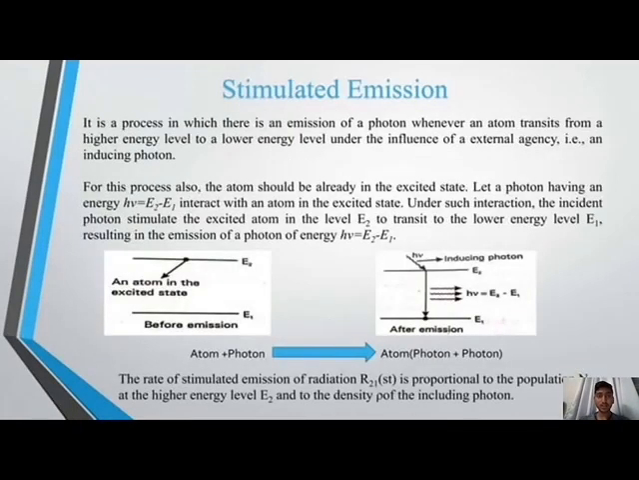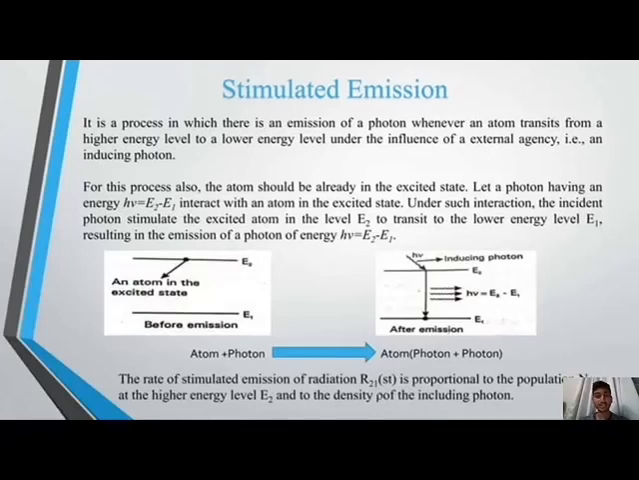Next we come across stimulated emission. In this process there is an emission of a photon when an atom transits from a higher energy level to a lower energy level under the influence of external energy, that is, an inducing photon. For this process also the atom should be in the excited state. A photon having an energy E equal to h nu, E2 minus E1, interacts with an atom in the excited state.